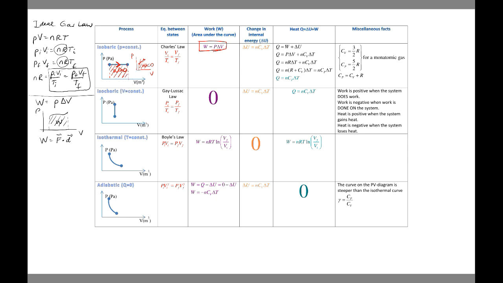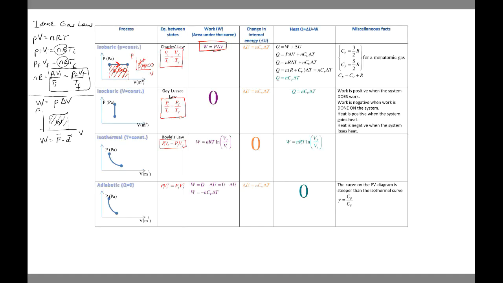If we look next at the isochoric process, iso means the same, choric comes from volume, so it's the same volume, V is constant. So V initial and V final are the same. If we look at the equation for the work, delta V is going to be 0. So that means that the work for an isochoric process is just 0.